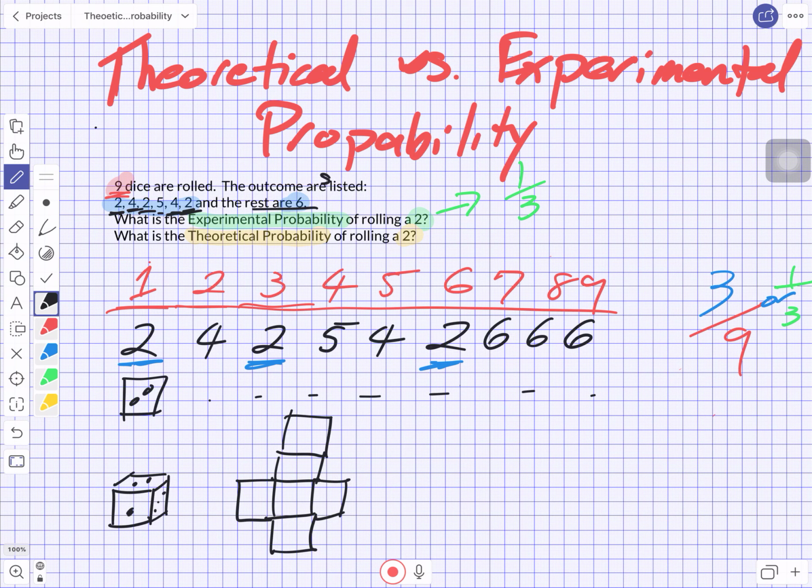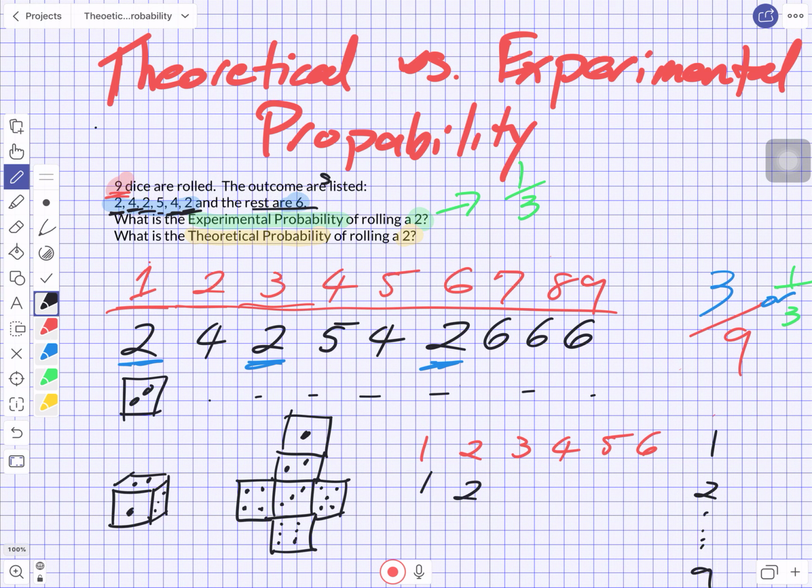There are 6 faces. So we have 1, 2, 3, 4, 5, and 6. So there we go. We have our 6 faces of a die, which means the possible outcomes are, I'm going to write them out, 1, 2, 3, 4, 5, and a 6. That's it. Now, we said there are 9 dice that were rolled. So that would be the first one, then we have the second, and we go all the way to the 9.